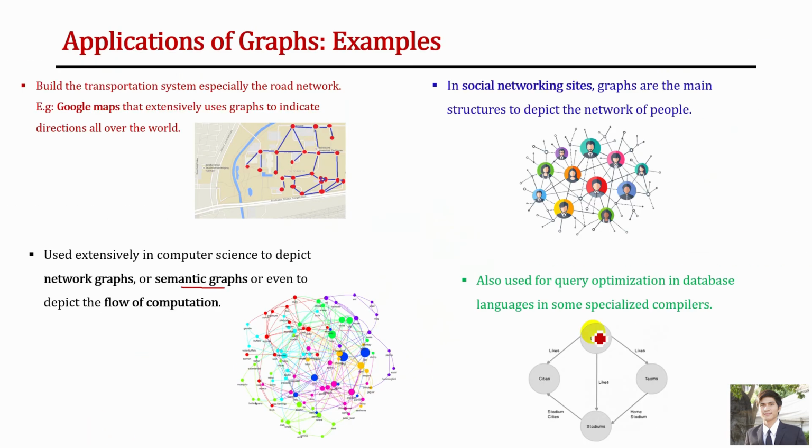Another thing is database optimization, because between one table and another there are relationships among them, and we can also represent them in a graph. And the weight on the edge here can represent something like a verb or whatever you want to describe from one node to another.